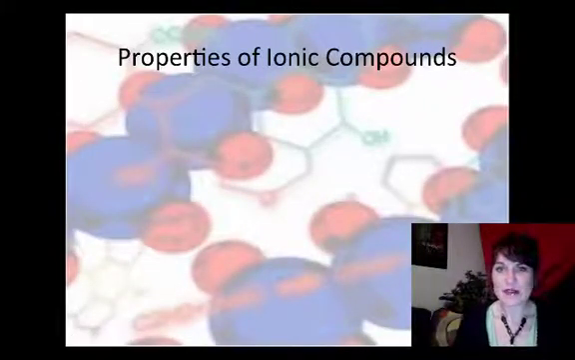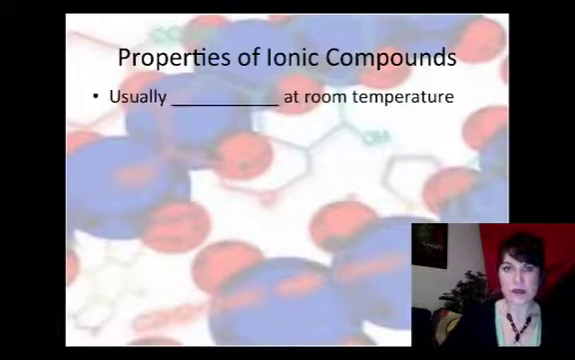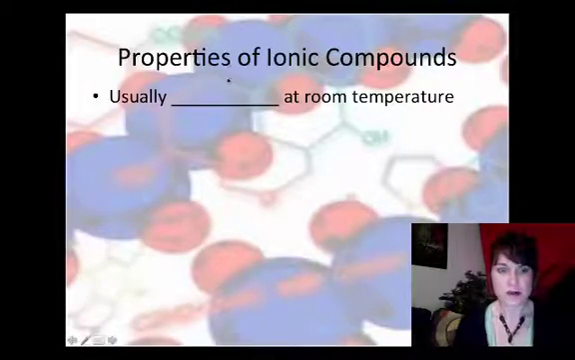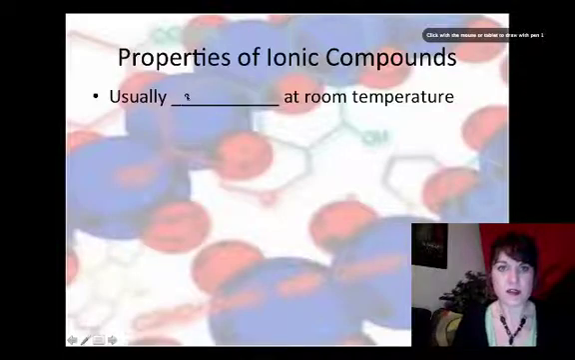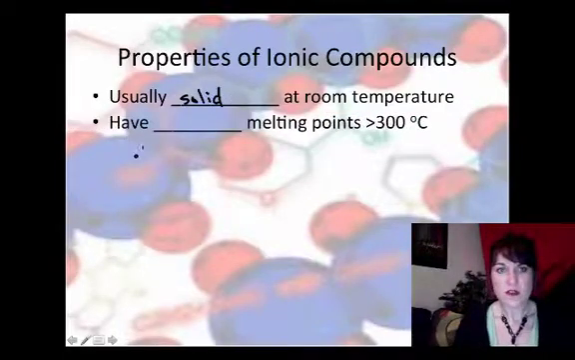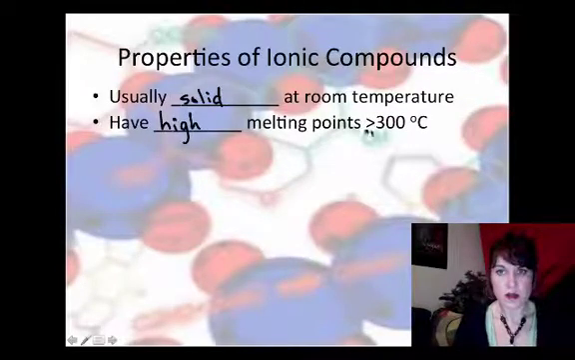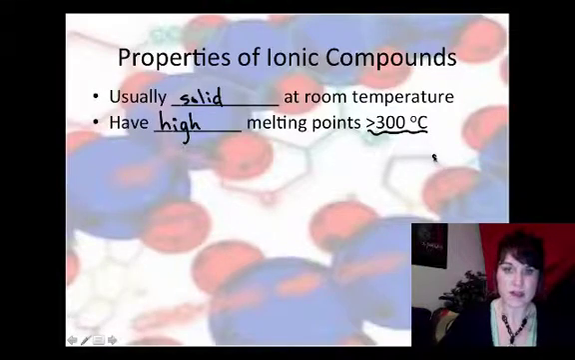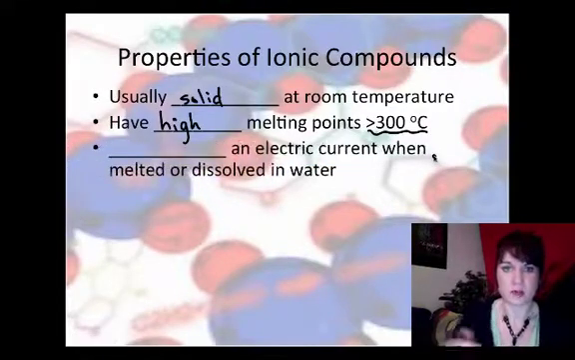Ionic compounds have certain properties that we can predict because of their ionic nature. Then we know they're typically going to be solid at room temperature because they have very high melting points. Usually they melt at temperatures that are greater than 300 degrees Celsius. So it has to get really hot for them to melt. That's why they're solid at room temperature.